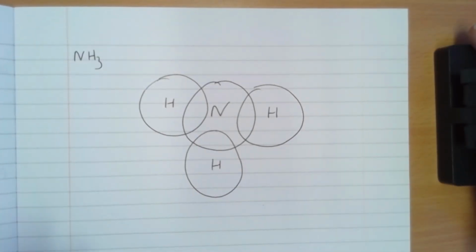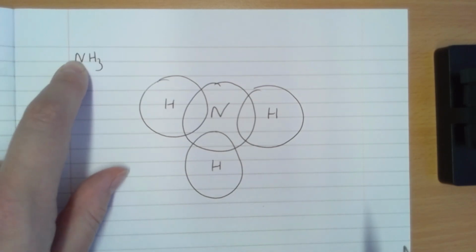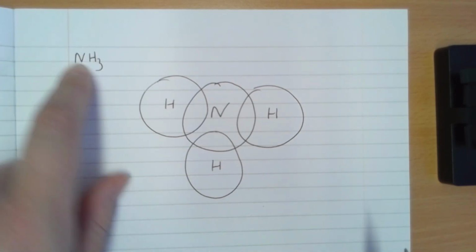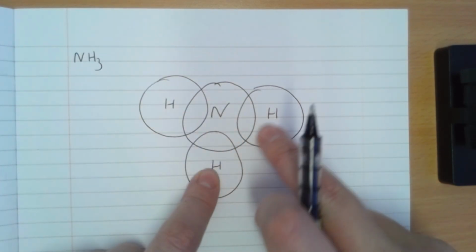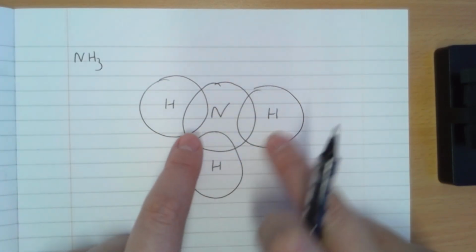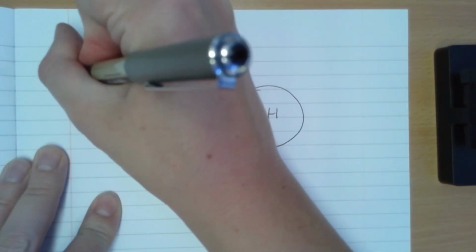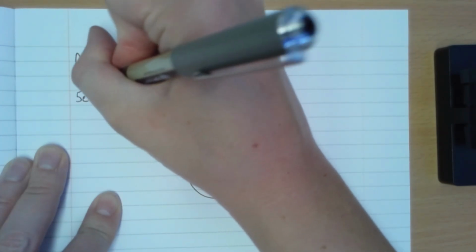Something slightly different over here, I've got NH3, so make sure you read the formula properly. I want 1 nitrogen and 3 hydrogens. So the thing that you've got 1 of, put that in the middle, and then have the hydrogens going around it. Make sure the hydrogen shells don't overlap with each other. They should overlap with nitrogen, not with each other. Again, nitrogen's in group 5. It has got 5 electrons. Each hydrogen has just got 1 electron.